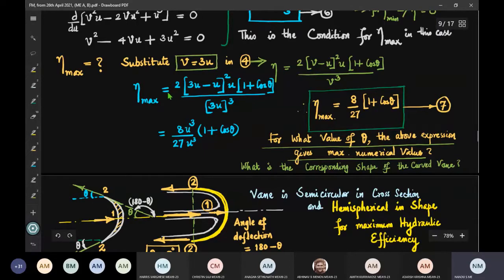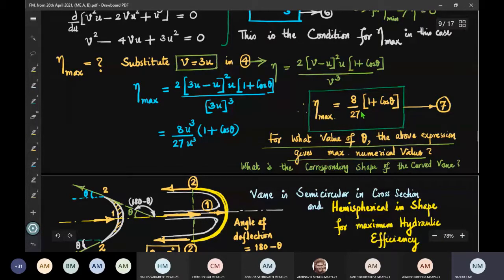So when you substitute over here, replace v by the term 3u. So what you get is 2 into (3u minus u) whole square into u into (1 plus cos theta), divided by denominator v cube. V is replaced by 3u, so (3u) whole cube. If you simplify it, what you get is 8 u cube divided by 27 u cube into (1 plus cos theta). So u cube and u cube will be cancelled. So what you get is maximum hydraulic efficiency in this case is 8 by 27 into (1 plus cos theta).